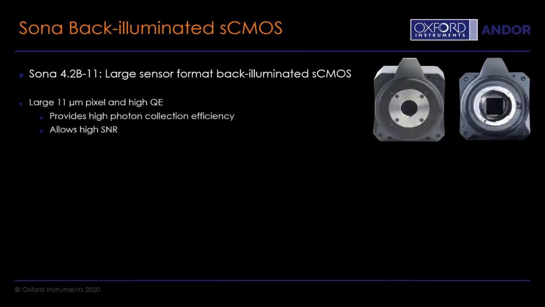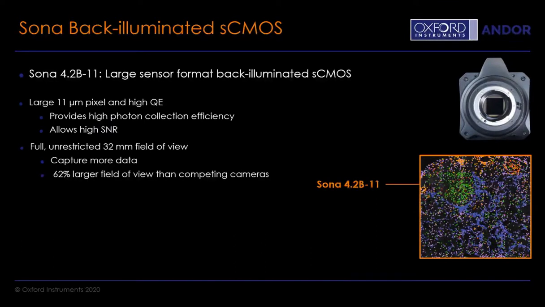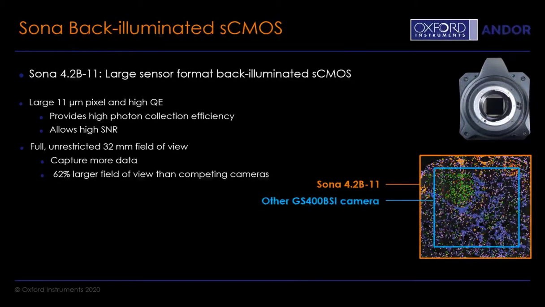So that large pixel along with the high QE is providing that high photon collection efficiency, allowing for the high signal to noise ratio that we need in these kinds of experiments that have been discussed. And we can see this large field of view here, and not only is this much larger than the previous generation of sCMOS cameras and the iXon, it is also much larger than competing cameras which have that same GS400 BSI sensor in it. So simply that allows you to capture more data.